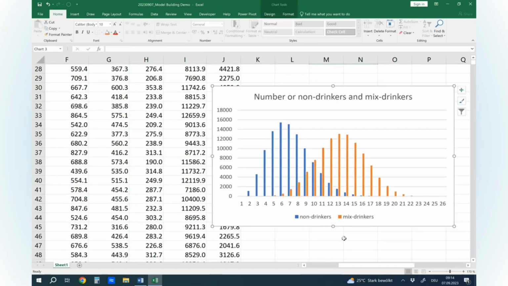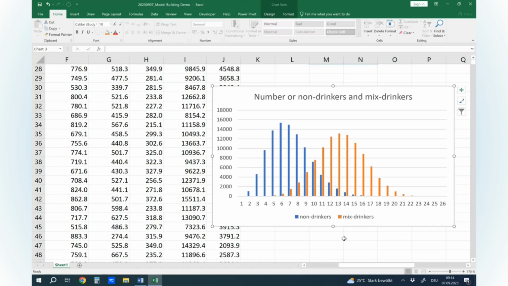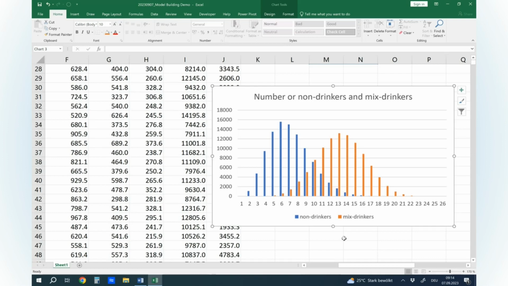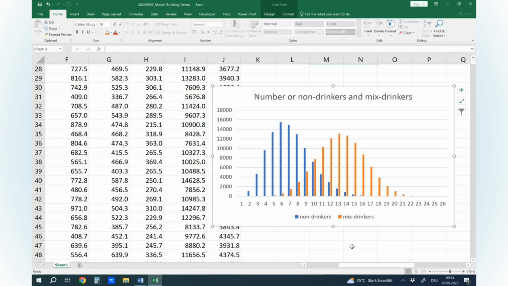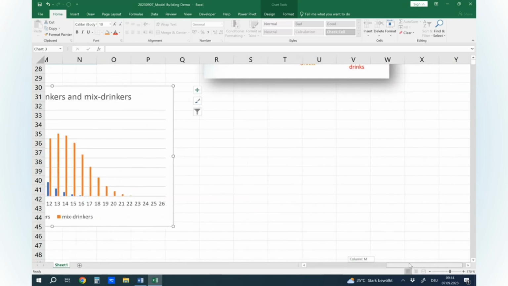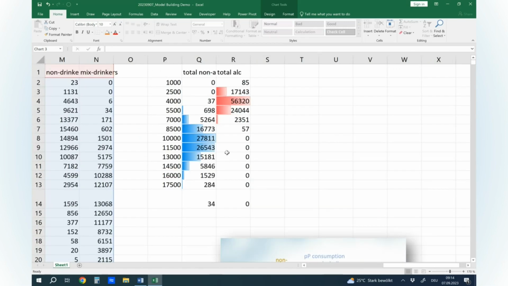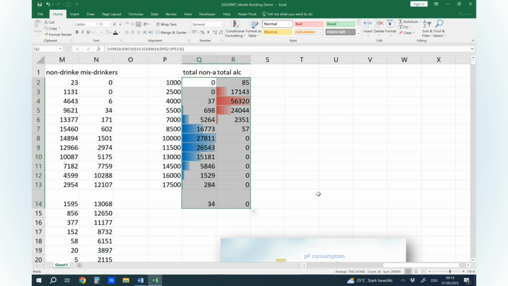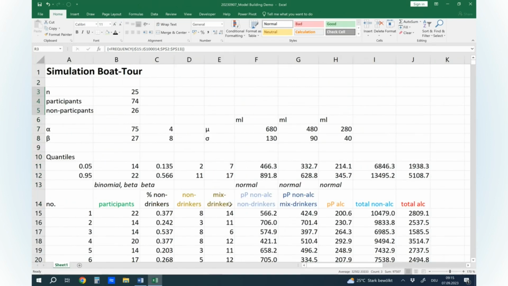Just as examples, I've created a distribution chart of the number of non-drinking and mixed drinking participants, and the distribution of total consumption of non-alcoholic and alcoholic beverages, which enables us to see the bulk of possibilities. Mostly, however, I would look at quantiles, such as the 5 and 95% quantiles, because they tell us the range of possibilities we would be faced with in a vast majority of cases.